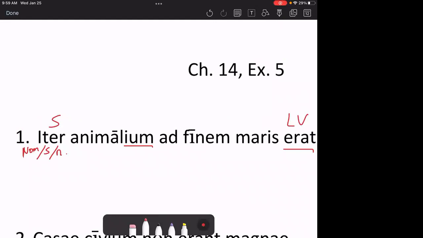It is a third declension noun, animalium. So it shows up in genitive, plural. What gender is it? Animal is a neuter noun. So genitive, plural, neuter. How do we label genitives? Well, we might have to look at the context. Iter animalium. Journey of the animals, though, seems pretty likely. So for now, let's call it a PNA, possessive noun adjective.